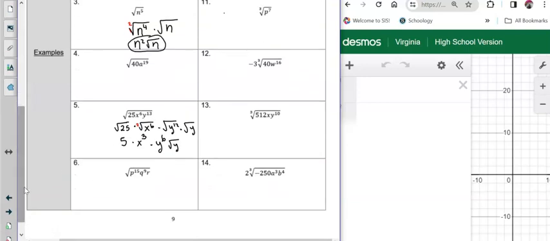We're going to rewrite this a little better. So the numbers on the outside of my radical, and the variables, put them together. So my answer is going to be 5x to the third, y to the sixth, and then the radical y. That's going to be my answer.